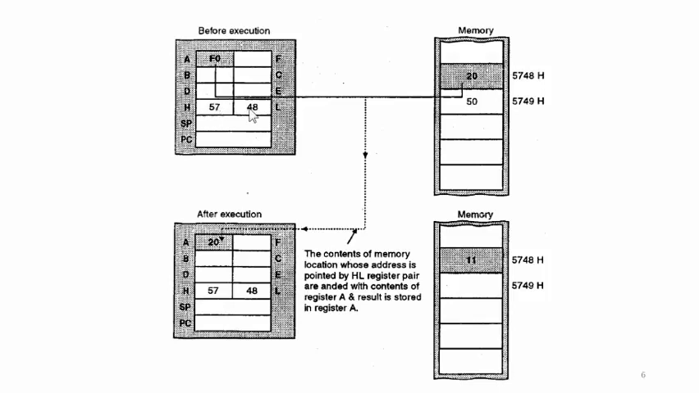So before execution, suppose in the accumulator we have F0, in HL 5748 hex, and in the memory, this is the memory map, at location 5748 hex 20 hex is available. So this F0 gets ANDed with 20, and we get the result in the accumulator, that is 20 hex.